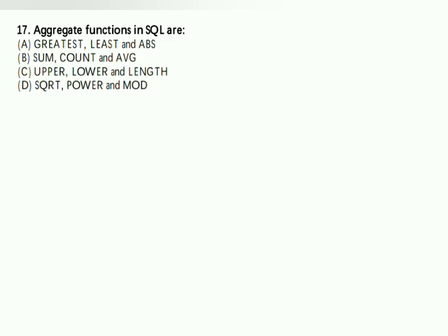Next, what are the aggregate functions in SQL? Aggregate functions means minimum, maximum, sum, count, average. So these are the aggregate functions. So option B is the correct one.